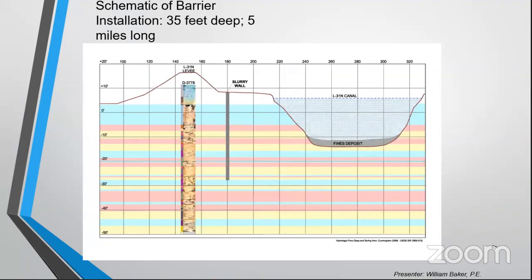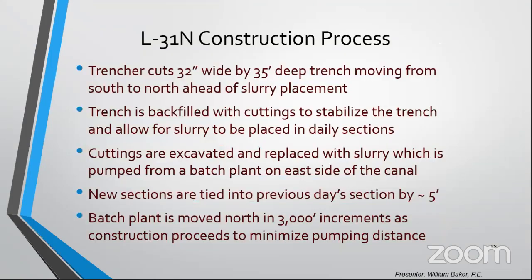So this is a schematic of the wall overlaid on the USGS geology. The concept of the wall was to cut off the high flow zones that are represented in blue here that connected the Everglades National Park with the L31 Canal. Next slide, please.